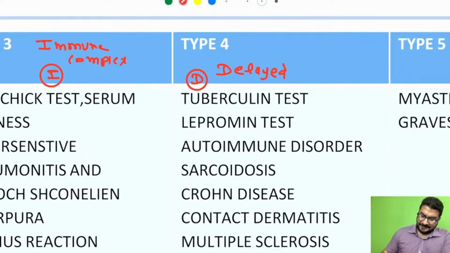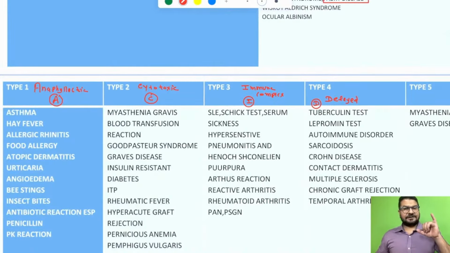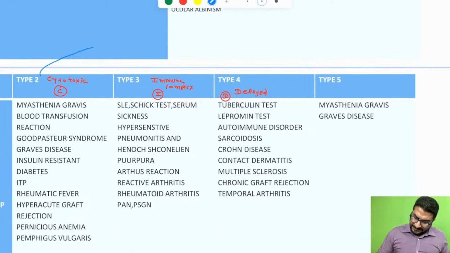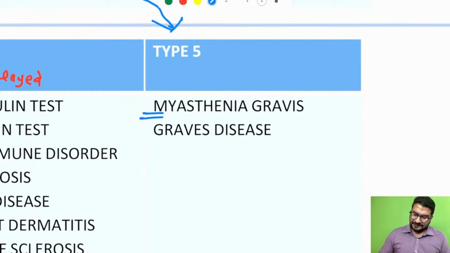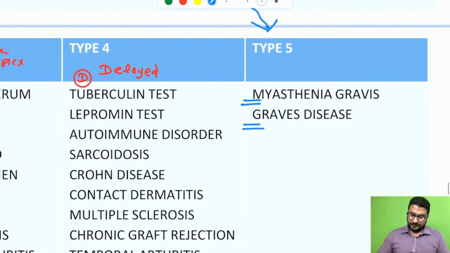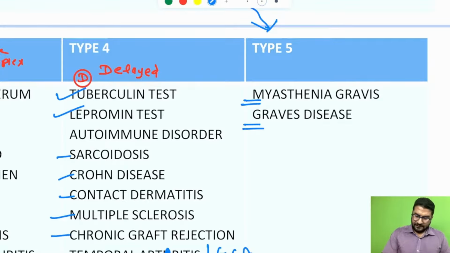So remember, the mnemonic is ACID. How do you remember type 1, 2, 3, 4? ACID. Now type 5 is derived from type 2. So here we have two conditions, myasthenia gravis and Graves disease. Let us look at type 4 once. We have tuberculin test, lepromin test, autoimmune disorders like sarcoidosis, Crohn disease, contact dermatitis, multiple sclerosis, chronic graft rejection and temporal arthritis. What else is temporal arthritis called? Giant cell arthritis.